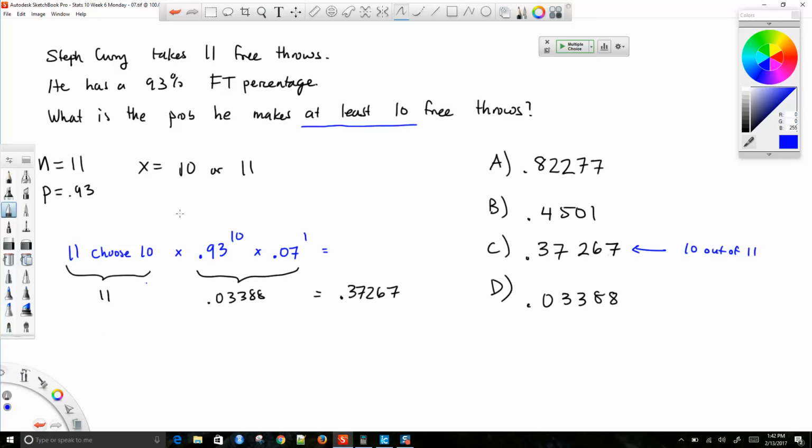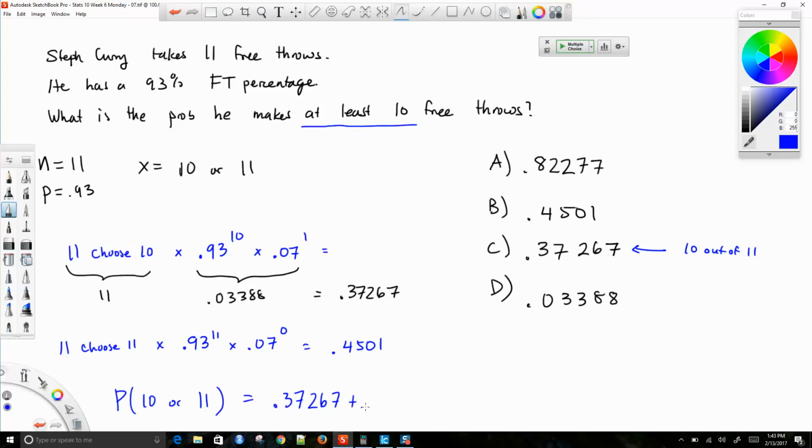The other part will be 11 choose 11, and then we're going to multiply this times 0.93 raised to the 11. Now 11 choose 11 is just 1, and we could have just said, well, I have to make a free throw with probability 0.93, raise that to the 11th power, and get our answer. And then we would also have 0.07 to the 0 to indicate that we're going to miss 0 times, and this comes out to be 0.4501. So we add these two together to get the probability of 10 or 11.